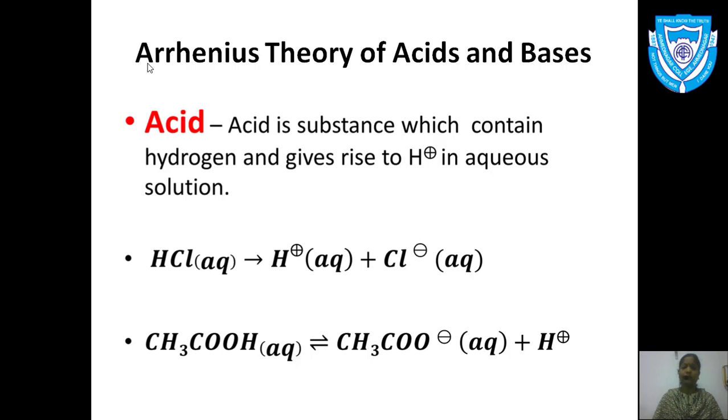Here is the example for the acid: HCl aqueous gives H plus aqueous plus Cl minus aqueous. Also acetic acid aqueous gives CH3COO minus aqueous plus H plus aqueous. So these substances give rise to H plus ion in an aqueous solution, hence they are Arrhenius acids.